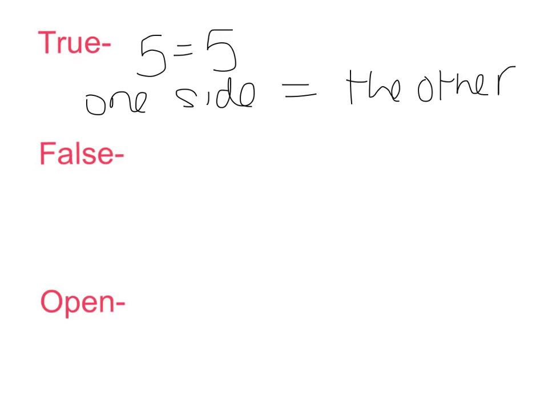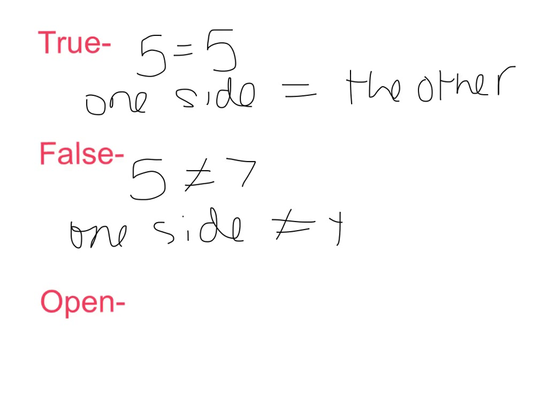And false is just going to be the other way around. So if we get something like 5 is not equal to 7, one side of the equal sign does not equal the other. That's after using order of operations.